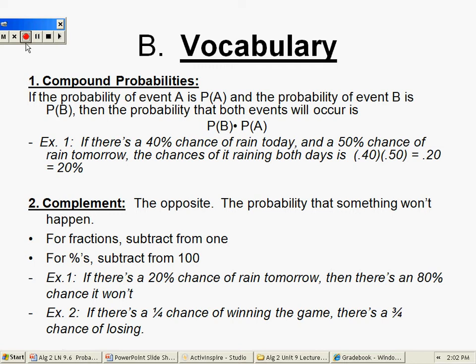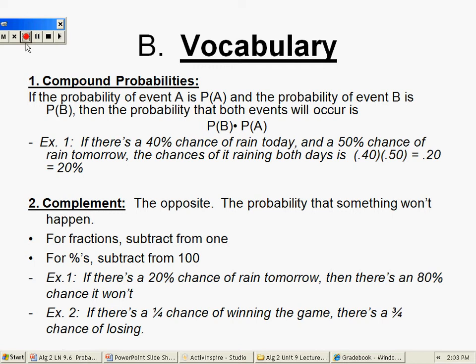Okay, so I'm going to introduce you guys to two new concepts here. First of all, let's talk about compound probabilities. Compound means more than one and being put together. So, if you're looking at two different probabilities, you want to find the probability that they would happen together, all you have to do is multiply. So, that's what this verbiage up here says.